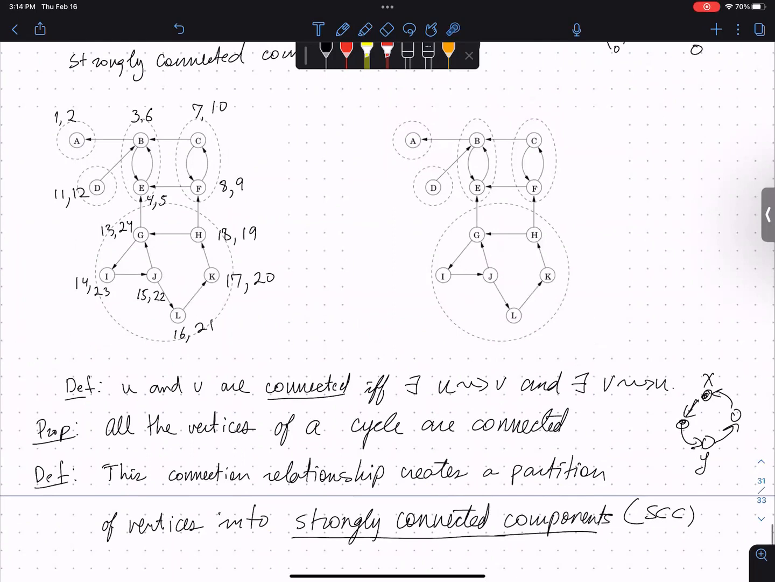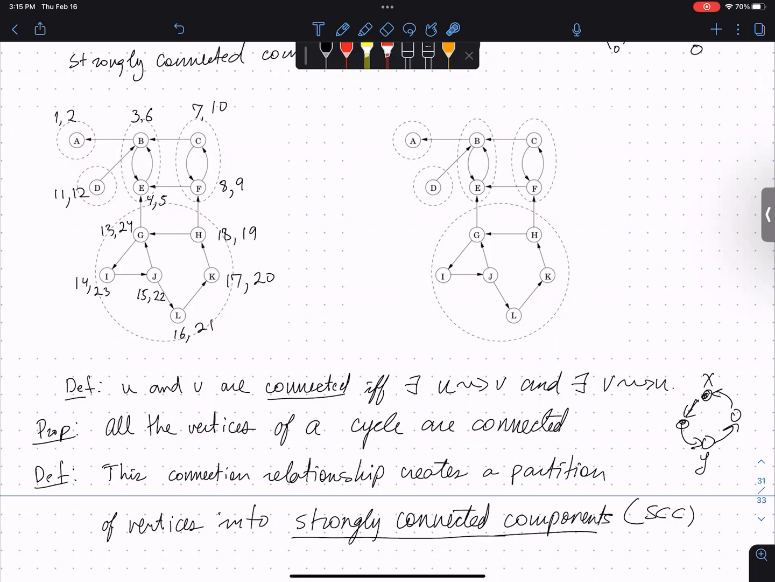Let's look at this example here. You may have noticed the dotted circles. These are the strongly connected components. In here, there are 5 strongly connected components: 1, 2, 3, 4, 5. So we can verify that they're strongly connected components.